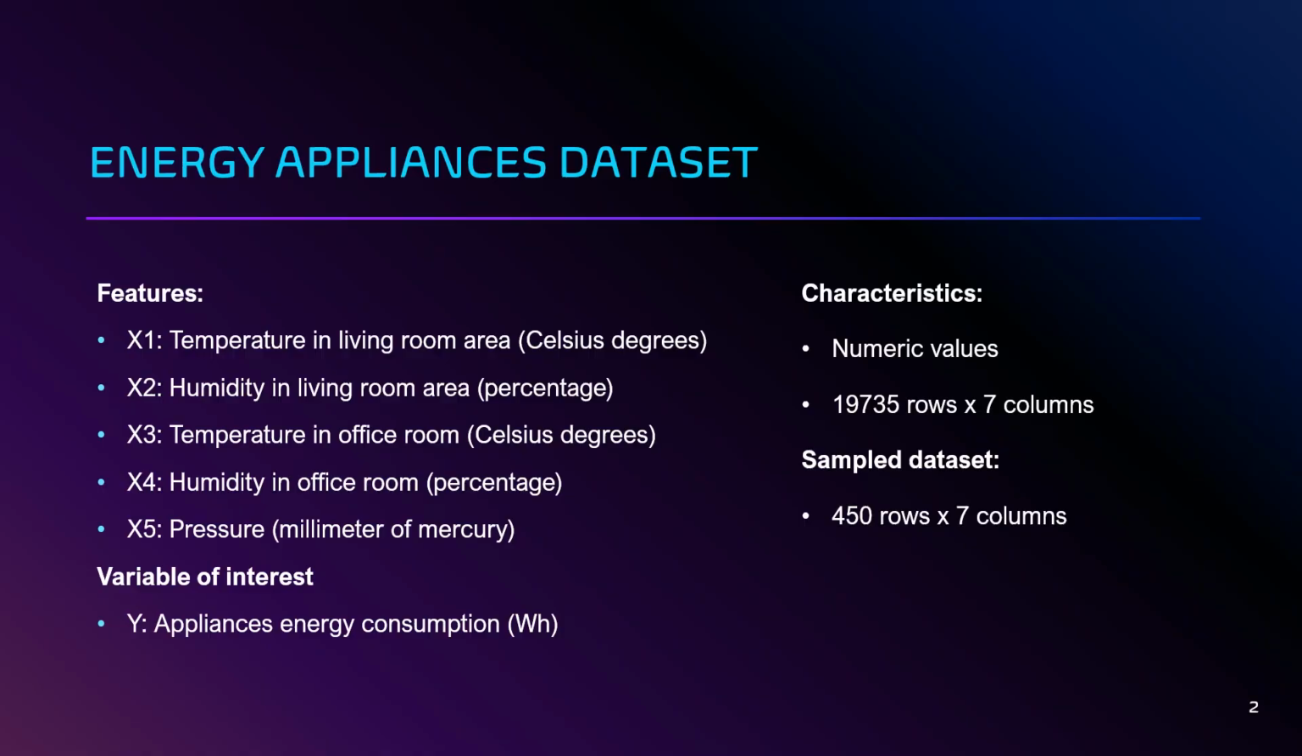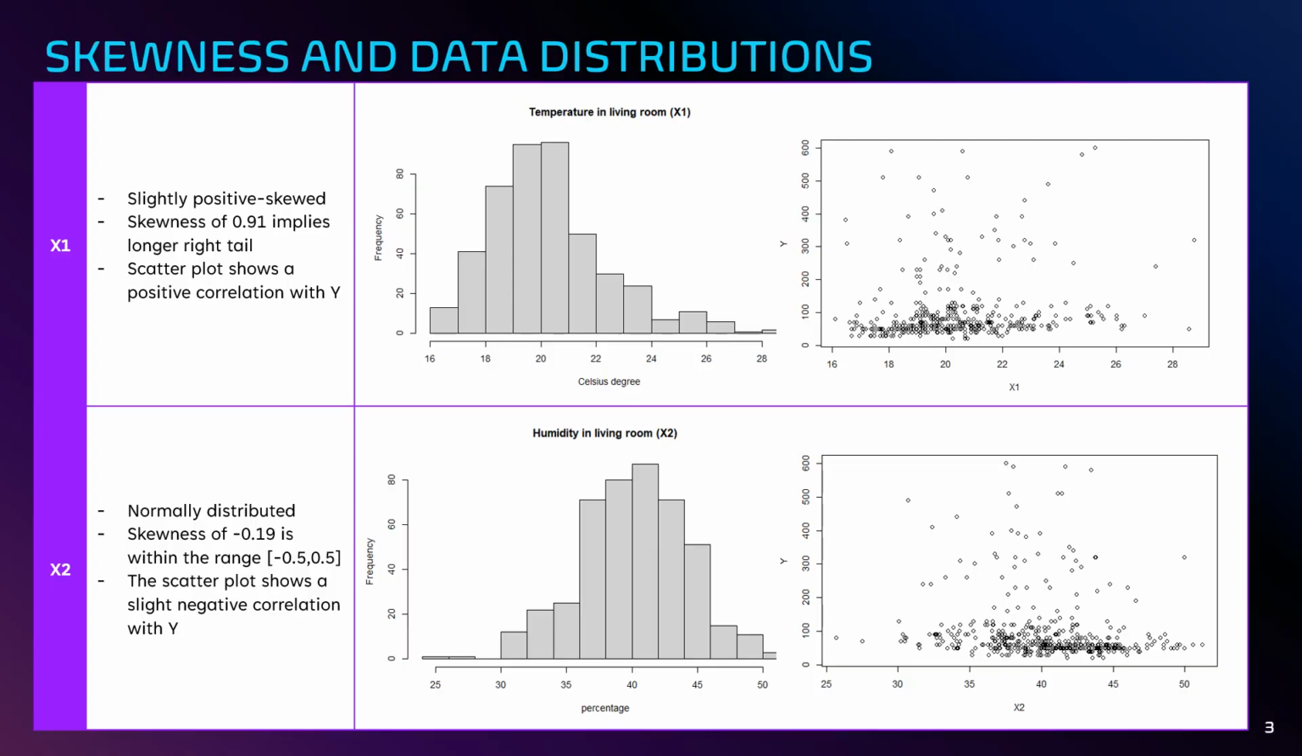dataset of 450 rows. To gain more insights into the dataset, I have computed the skewness as well as plotting the histogram and scatter plot. So if the skewness is within the range minus 0.5 to 0.5, and according to the histogram, we can see if it's a normal distribution or not. And based on the scatter plot, we can also see the correlation of the variable with Y.